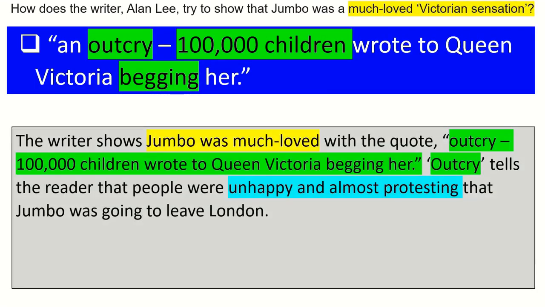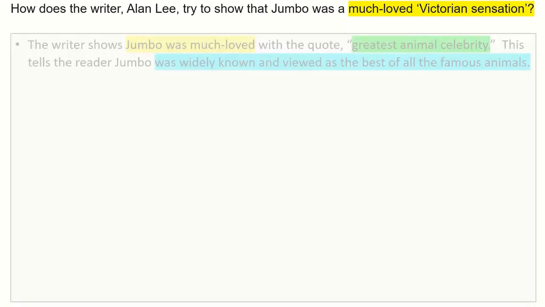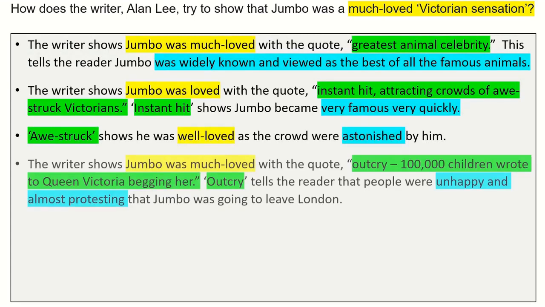So here's my answer. The writer shows Jumbo was much loved with the quote, outcry. 100,000 children wrote to Queen Victoria begging her. Outcry tells the reader that people were unhappy and almost protesting that Jumbo was going to leave London. A huge amount of children, 100,000, begging her, were urgently asking the Queen to stop Jumbo going to America. Okay, so there they all are.